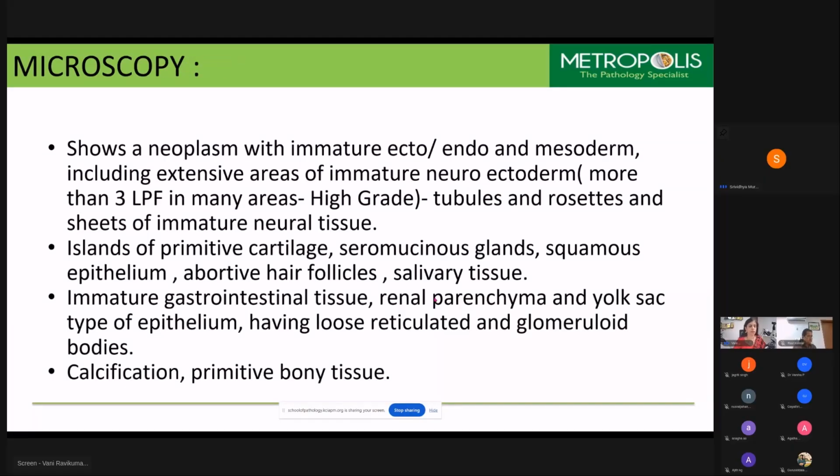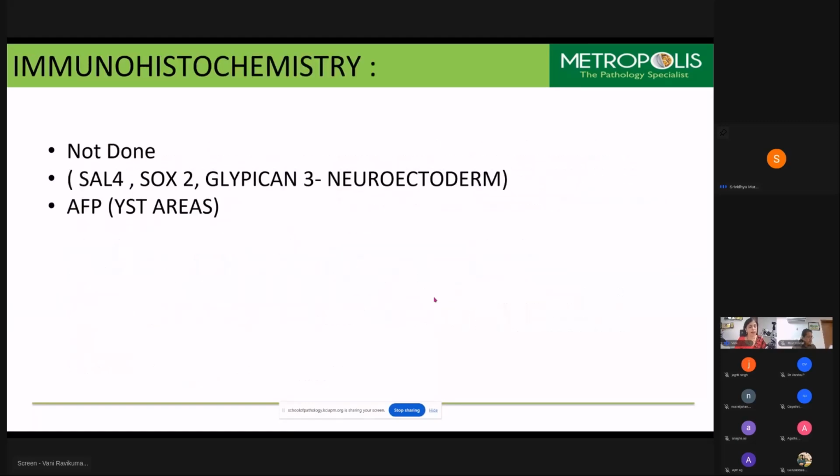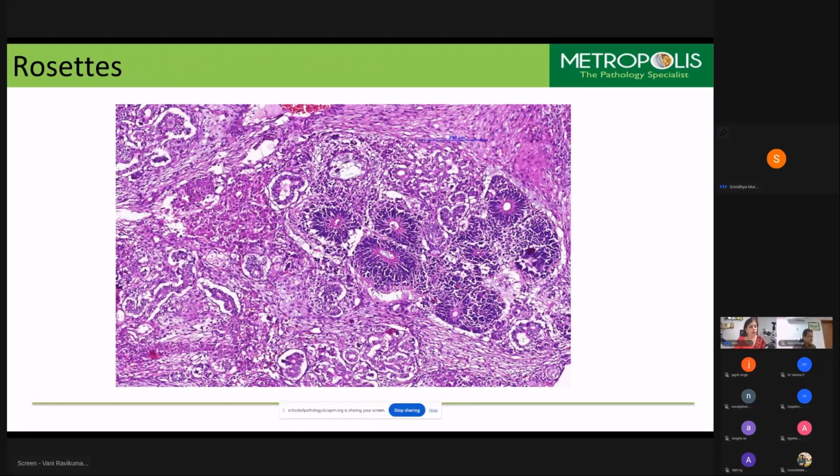And when we saw the microscopy, as Vidya has clearly told, what is striking is the neuroepithelium, because in most of the areas we are seeing neuroepithelium, and that is very striking to us in this picture. Of course, there are other elements of ectoderm, endoderm, mesoderm, but this neuroepithelium is striking. So we have to keep in mind the grade. How do we grade these kinds of tumors?